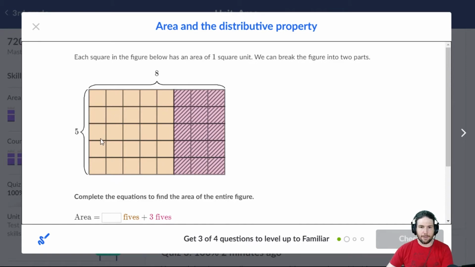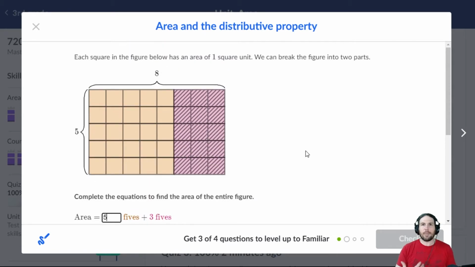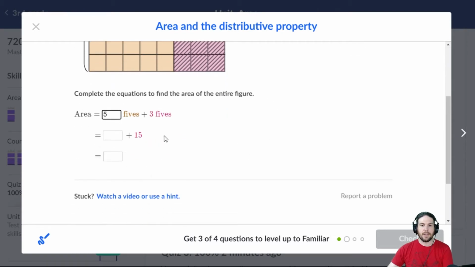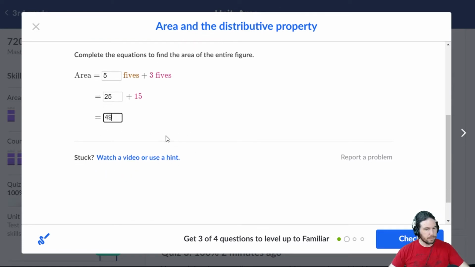So if I have 5 5s and 3 5s, I have 8 5s. Like, I hope that makes sense. I mean, I feel like we're back in kindergarten. If I have 5 blocks and 3 blocks, I have 8 blocks. If I have 5 sets of 5 and I add 3 more sets of 5, then I have 8 sets of 5, which gives us 40, not 49.